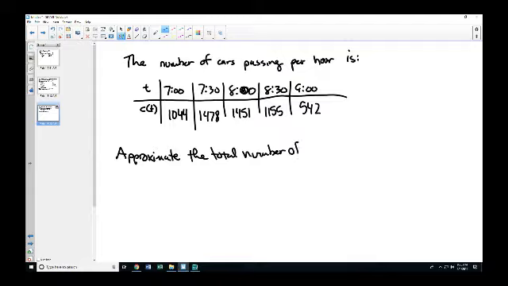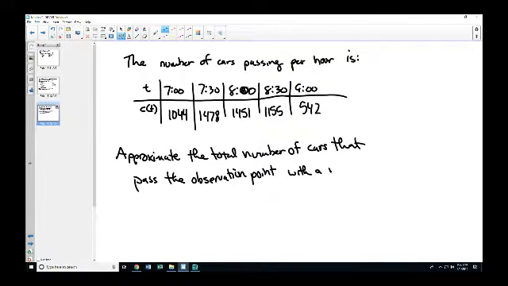This is an exponential one, right? How does it go down? Okay, so we are going to approximate the total number of cars that pass the observation point with a midpoint sum. Actually, don't mind that. Two sub-intervals.